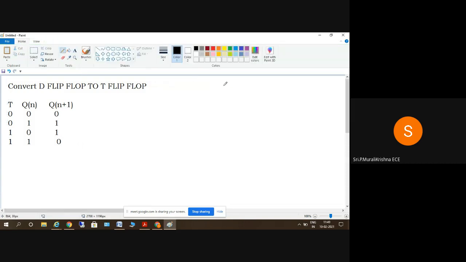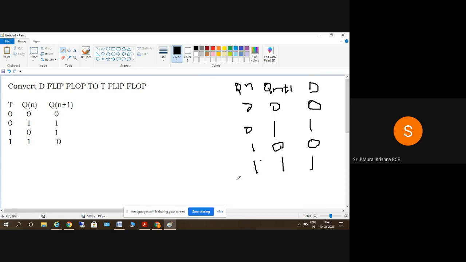So for d flip flop you know the excitation table, so it is like q of n, q of n plus 1, and d. So 0 0 0 1, 1 0 1 1. Whatever the values of q of n here, q of n plus 1 is equal to d, and d is equal to q of n plus 1. So 0 1 0 1. Yes or no?